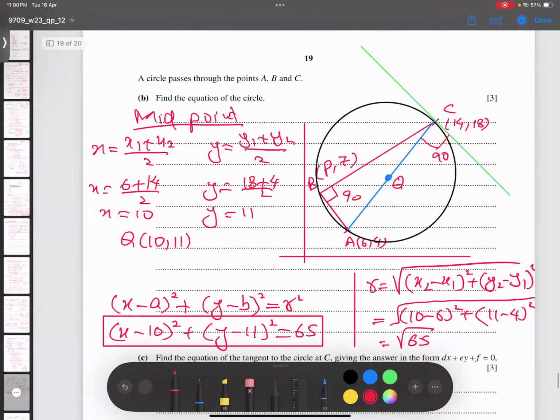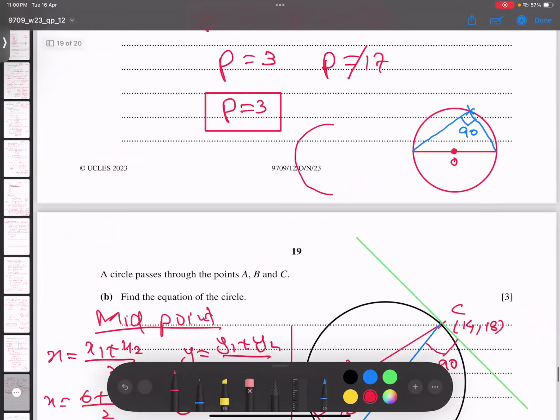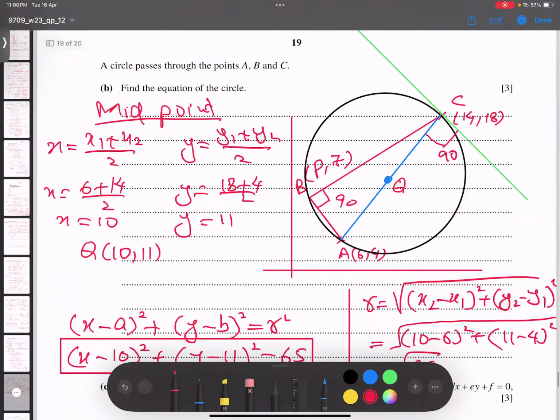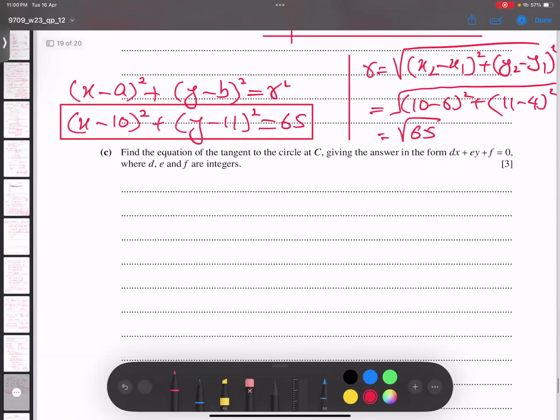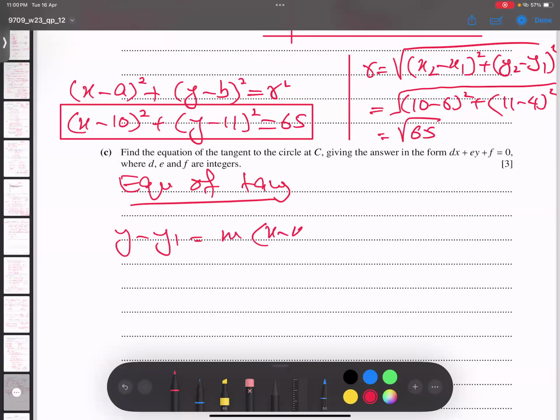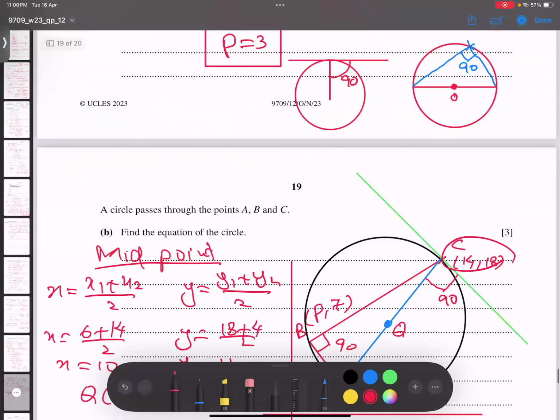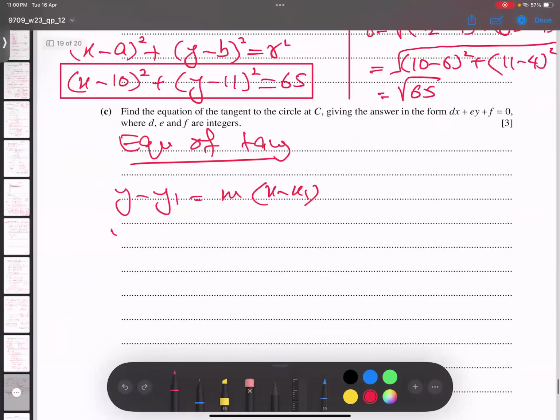It means why the 90 degree? Because one more property is very, very important. Whenever there's a radius and tangent, the angle between them is always 90 degree. And I'm looking for the equation of the tangent. And what is the formula? The equation of a line or tangent, same thing: y minus y1 equals m times (x minus x1). The point I will take is C, (14, 18). So 18 will come here and 14 will come here. Only thing left is the gradient of the tangent.